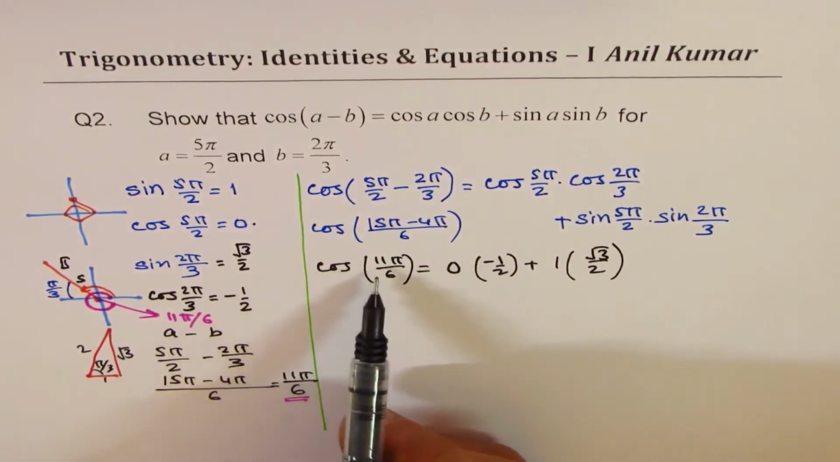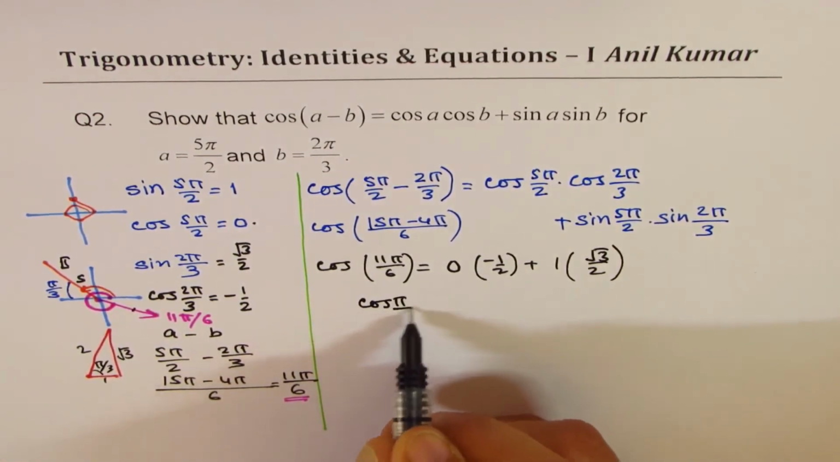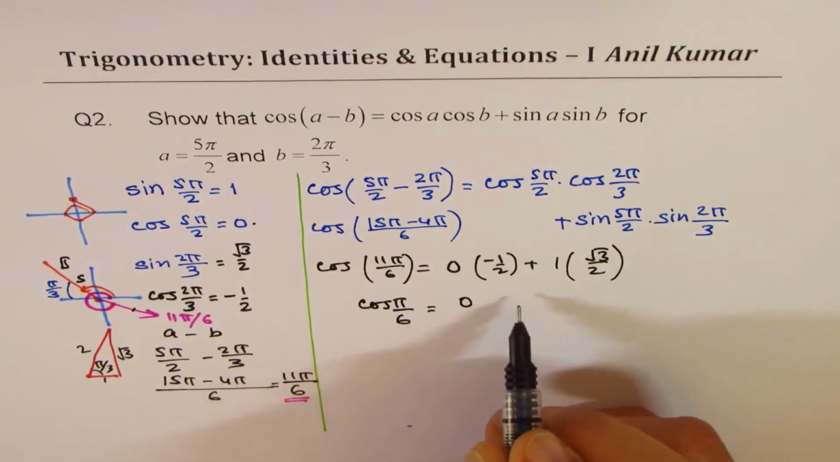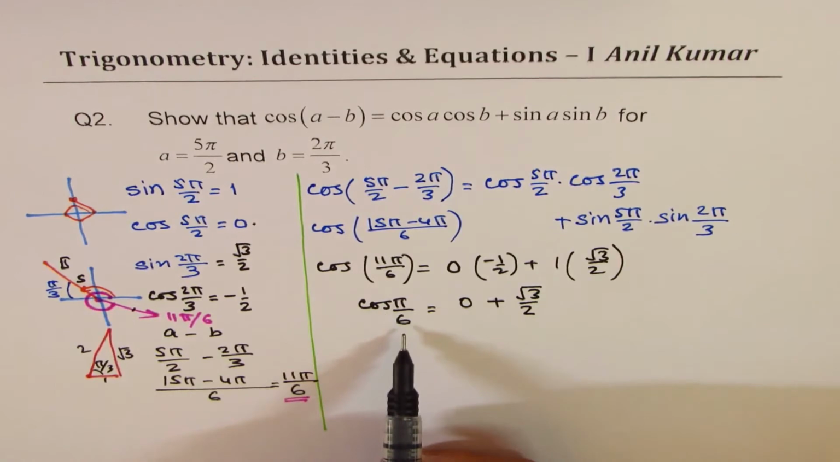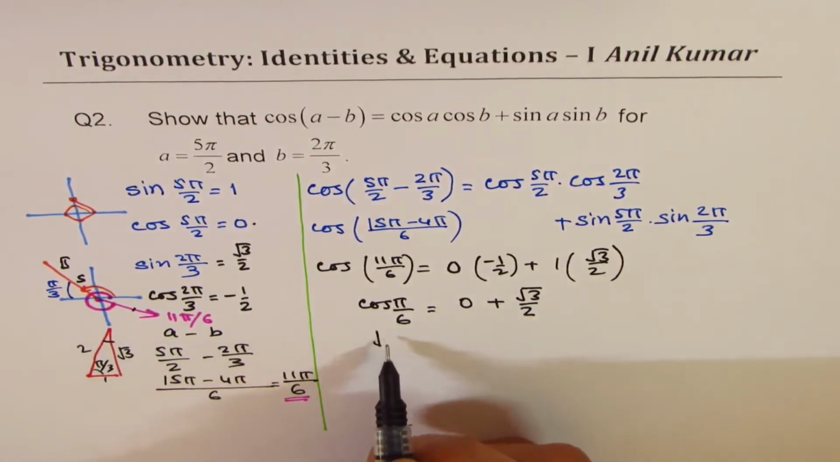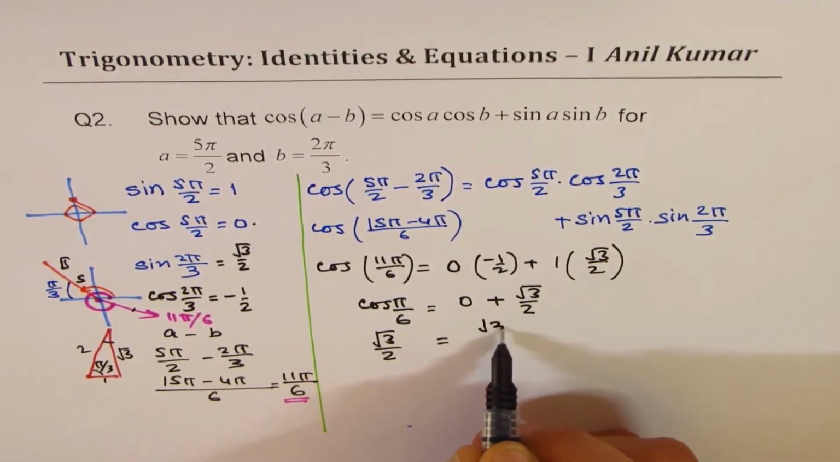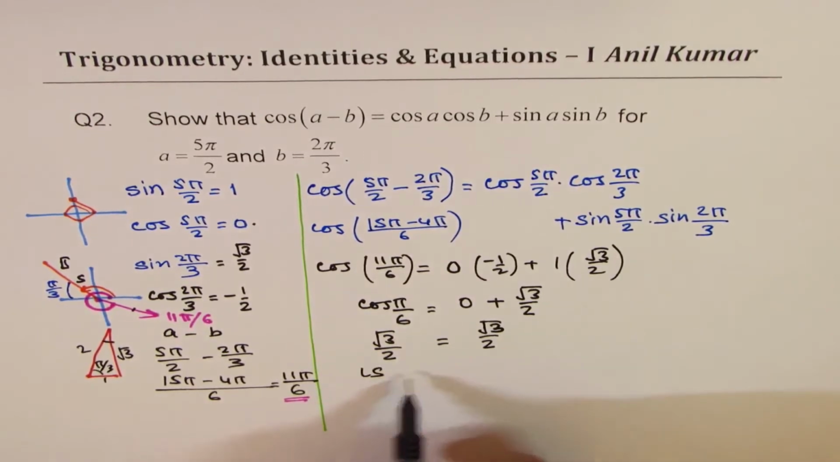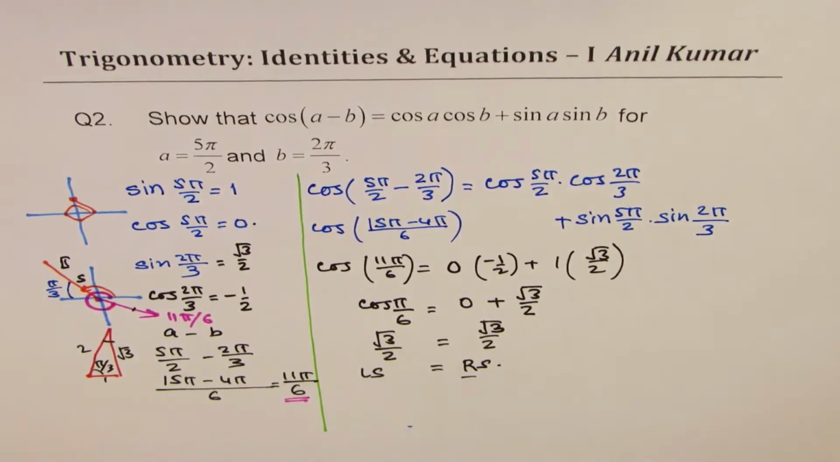On the left side, cos 11 pi by 6, you're in quadrant 4, could be written as cos pi by 6, right? And here we get 0 plus square root 3 over 2. And cos pi by 6, that is the triangle, is indeed equal to square root 3 over 2. And on the right side also, we get square root 3 over 2, right? So we see that left side equals right side. And that is how we can show that the formula really works for all the values, including the values given here. Clear?